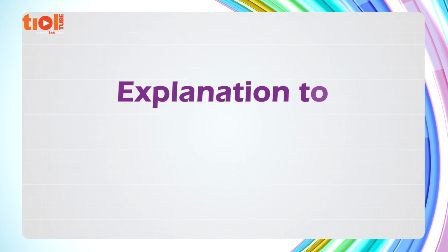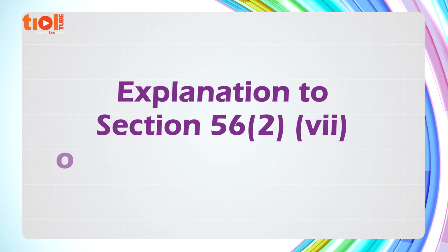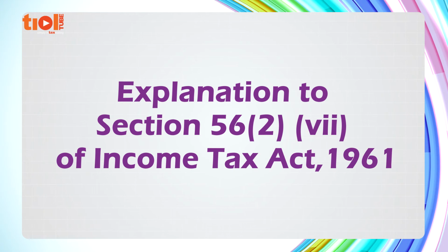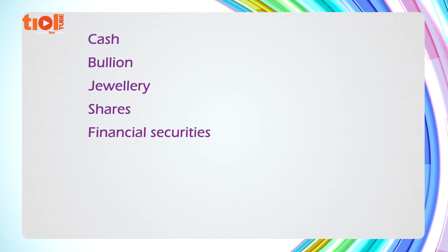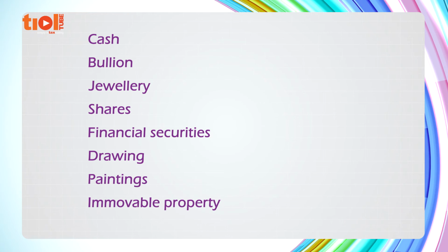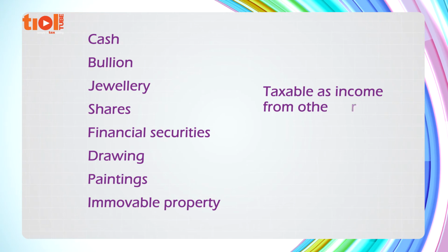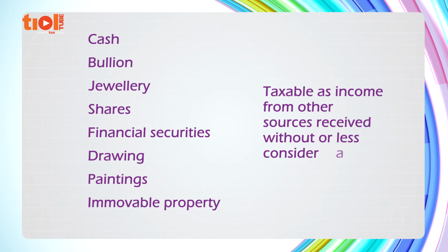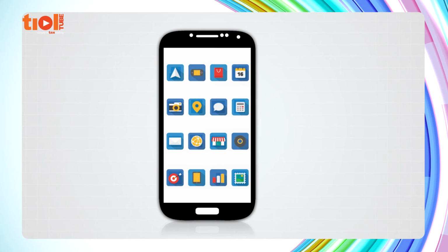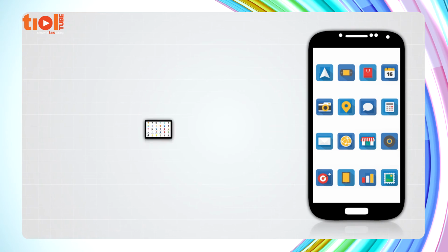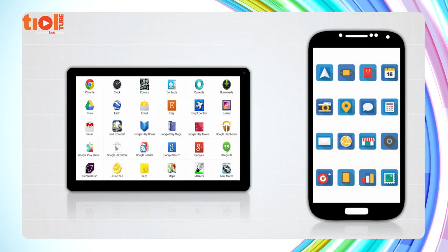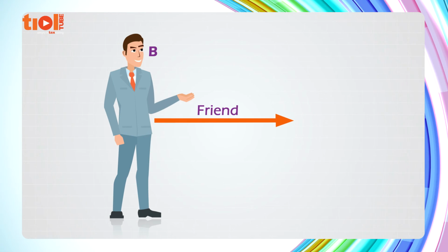As per an explanation to Section 56(2)(7) of the Income Tax Act, there is a list prescribing 10 different gifts that need to be declared on which tax to be paid when received in personal capacity. These include cash, bullion, jewelry, shares, financial securities, drawing, paintings, and immovable property. These need to be declared under the head Income from Other Sources and taxed accordingly. The other popular items used as gifts, including mobiles, tablets, and other electronic products, don't need to be declared if received in personal capacity. Let us take some examples to understand taxability of gifts.